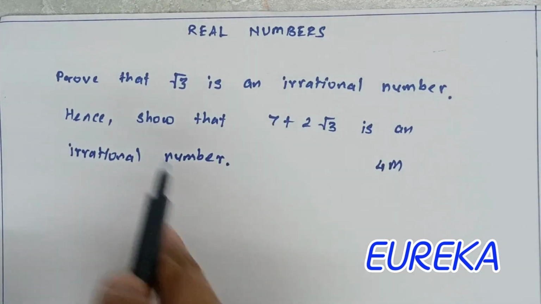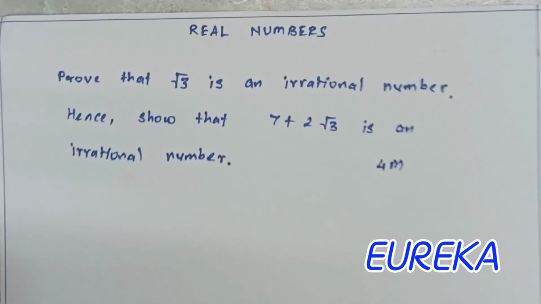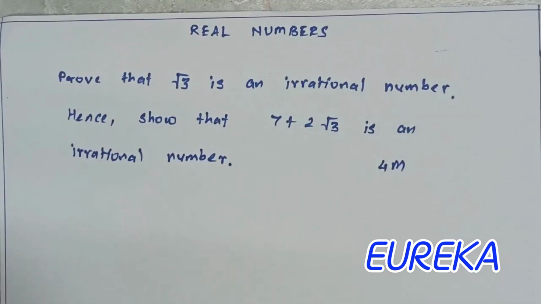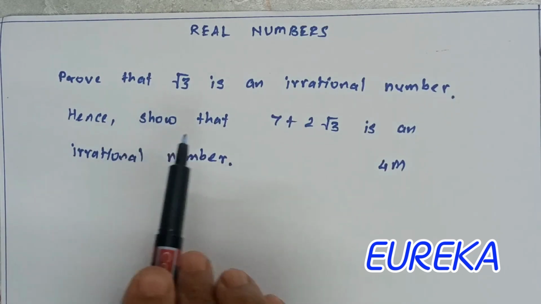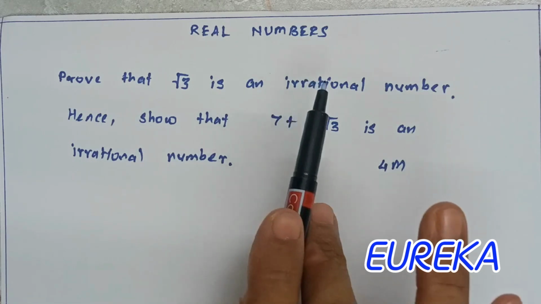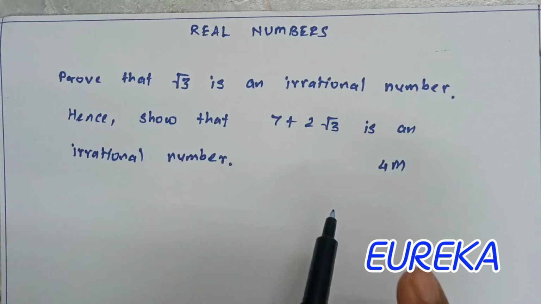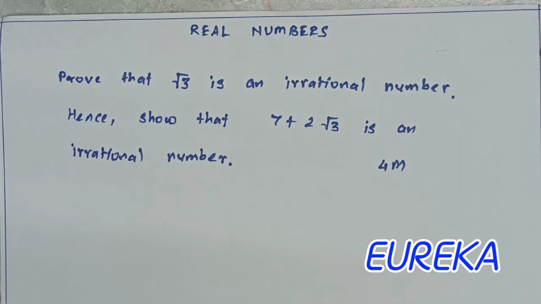So you can see this question will come for around 4 marks. The first part, prove that root 3 is an irrational number, is the same that we discussed yesterday. The extra part, "hence", means we have already proved this, and on the basis of that prior portion we need to show that 7 plus 2 root 3 is also an irrational number. The first part we will solve as it is, as we discussed yesterday. If you remember, we saw the whole detailed proof for that.